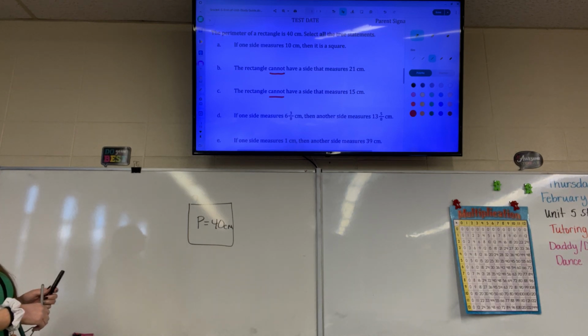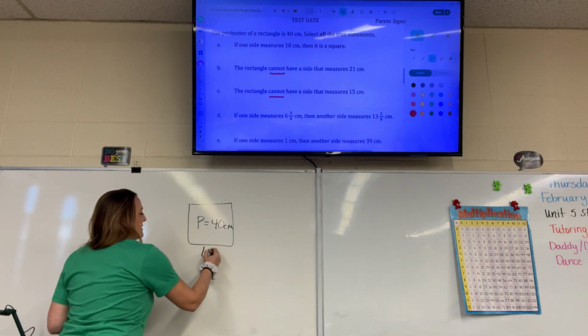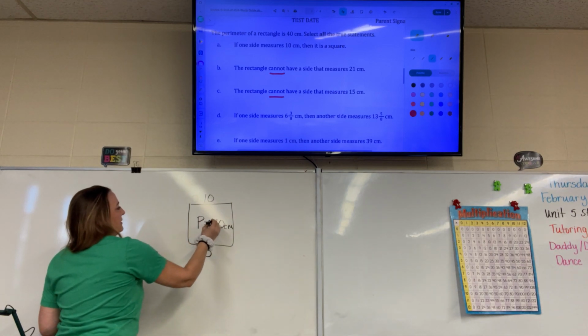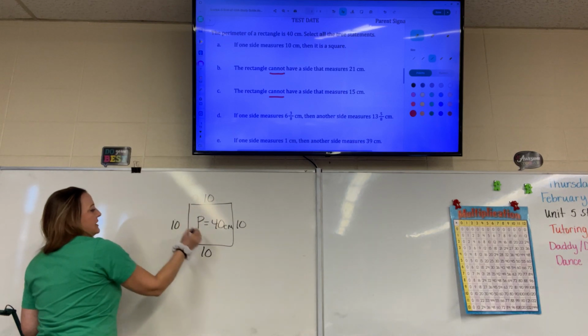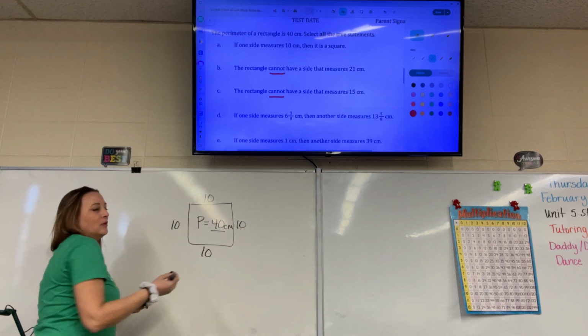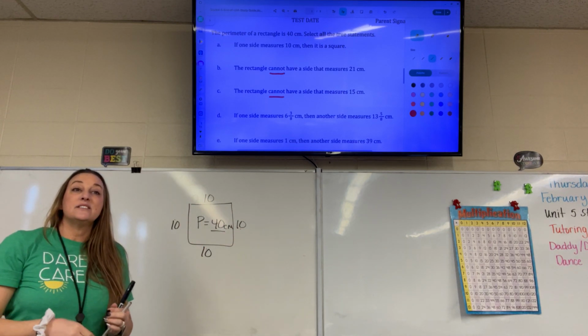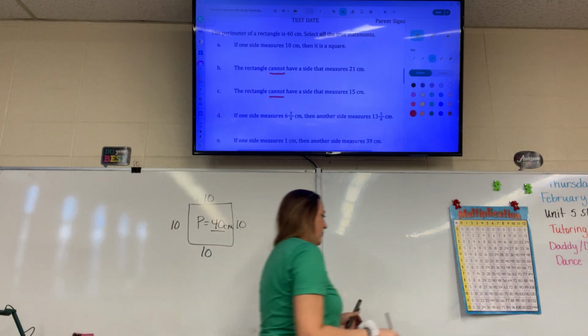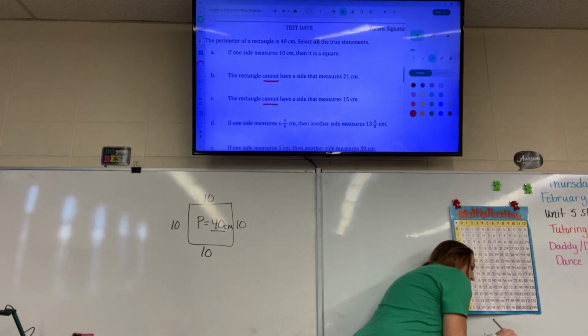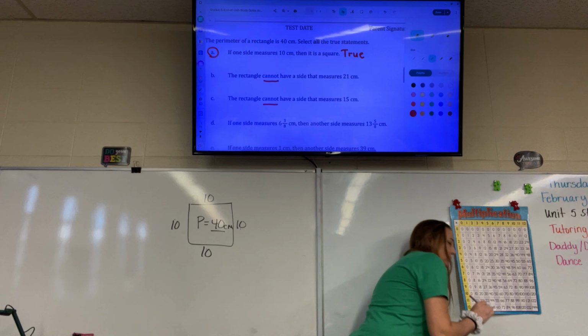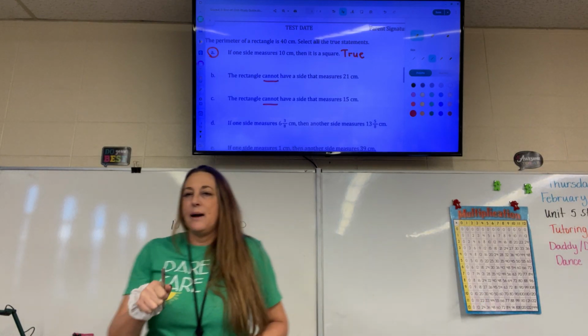A says if one side measures 10, then it is a square. Well, let's see. If this is 10, this would be 10. And if this were 10, this would be 10. What's 10 plus 10 plus 10 plus 10? 40. Are those four sides all the same? Yes. So that one is true. I want you to do two things. I want you to write the word true out to the side and circle it. And there's a reason for that.